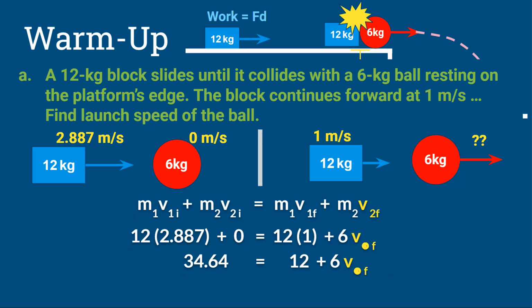Again, please remember, you cannot add these. This cannot become 18v. That's not a thing. Algebraically, that is not how you solve this. These are not like terms, so instead we're going to subtract 12 from both sides, and then we'll divide by the 6. Subtracting 12 from both sides gives us this, and then we'll divide by that 6, and that will give us our final velocity of 3.77 meters per second. So the ball, after the collision, is now being launched off the table because it says it's on the edge. That's its velocity as it leaves the platform: 3.77 meters per second.